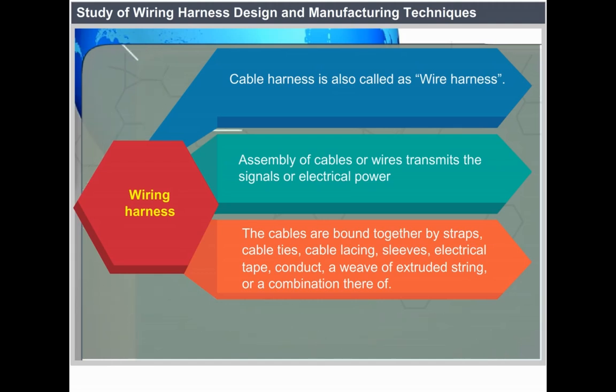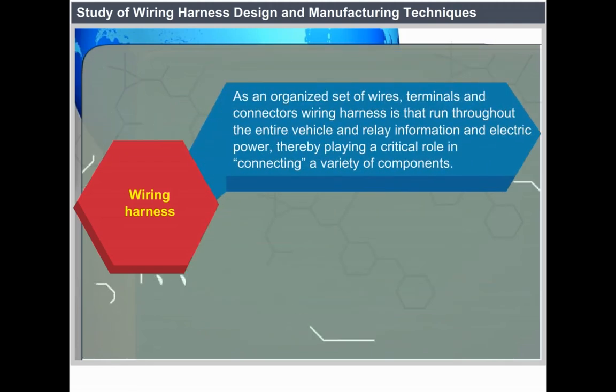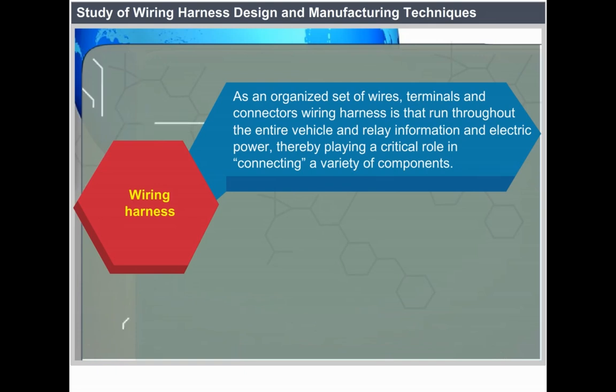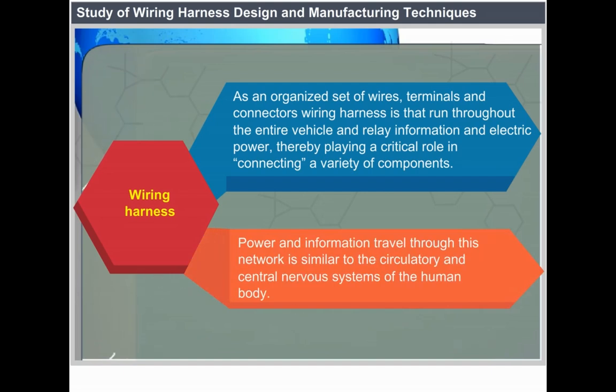or a combination thereof. A wiring harness is an organized set of wires, terminals and connectors that run throughout the entire vehicle and relay information and electric power, thereby playing a critical role in connecting a variety of components. Power and information travel through this network much like the circulatory and central nervous systems of the body.